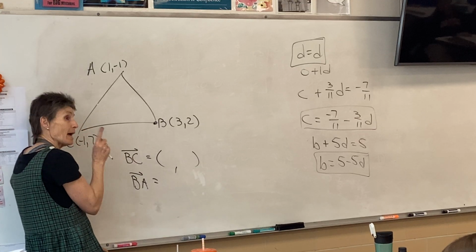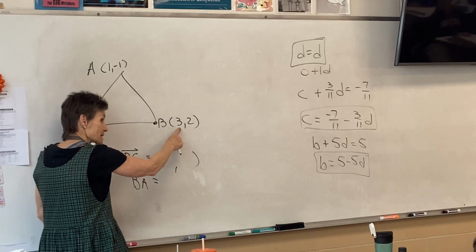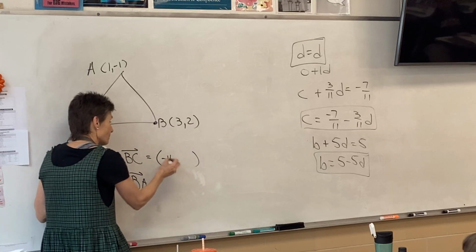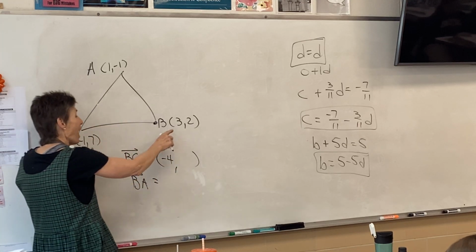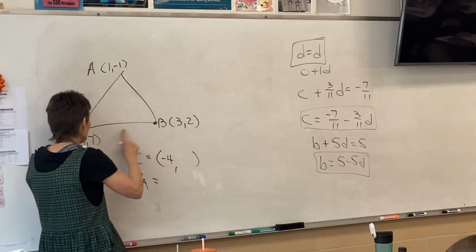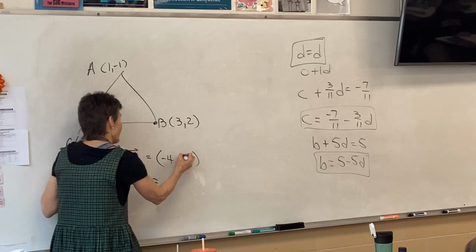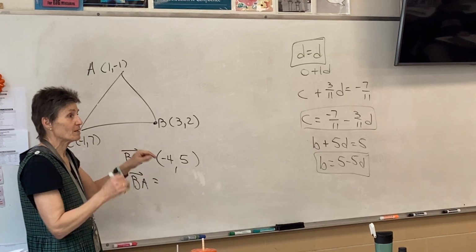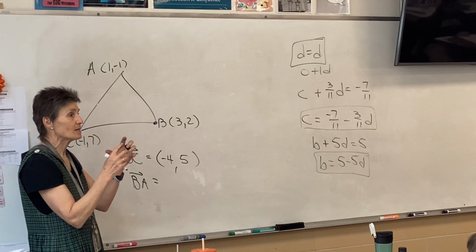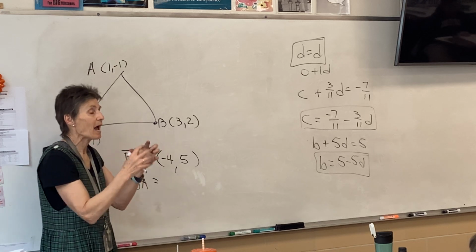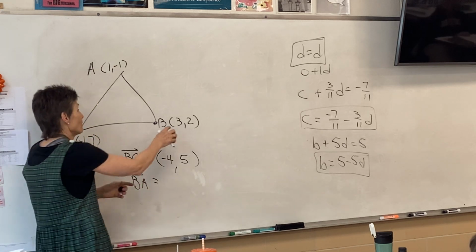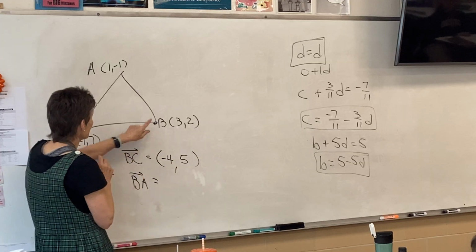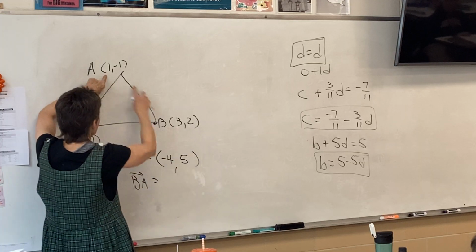Now, here we go. As you move, what happens to your x? You go from 3 to -1. Goes back 4. What does your y do? It goes from 2 to 7. Up 5. So these are actually the coordinates of that vector, but you just need to think about it as the directed distance. How are we moving? From 3 to -1 and from 2 to 7. Now do the same thing from B to A. So 3 to 1.